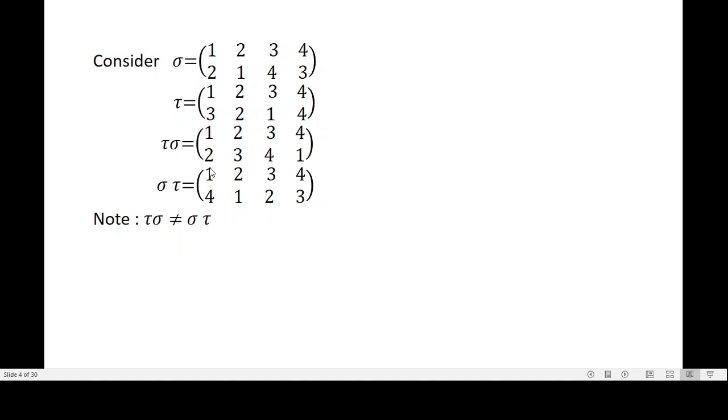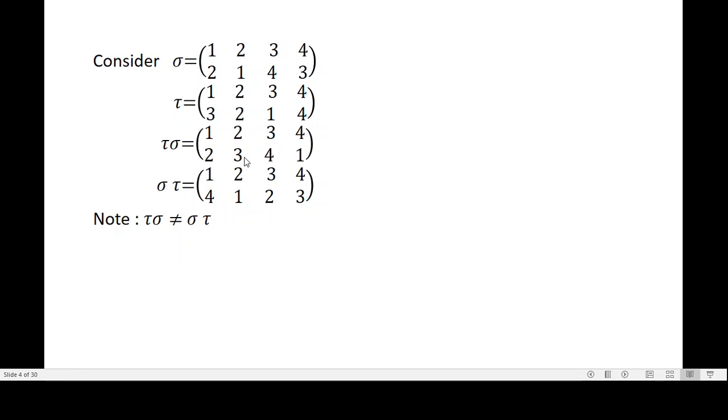Hence, tau sigma of 1 is equal to 2, that is, tau sigma of 1 is equal to tau of sigma of 1, which is equal to tau of 2 equal to 2. Tau sigma of 2 is equal to tau of sigma of 2 equal to tau of 1 equal to 3.